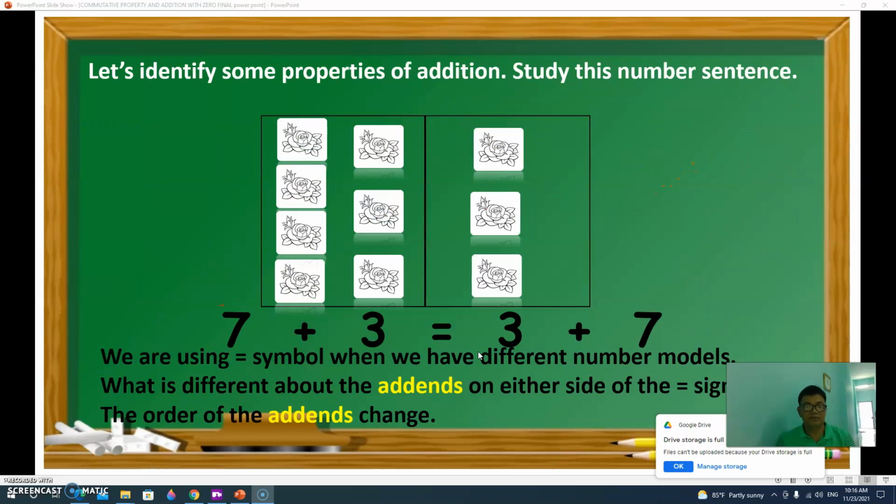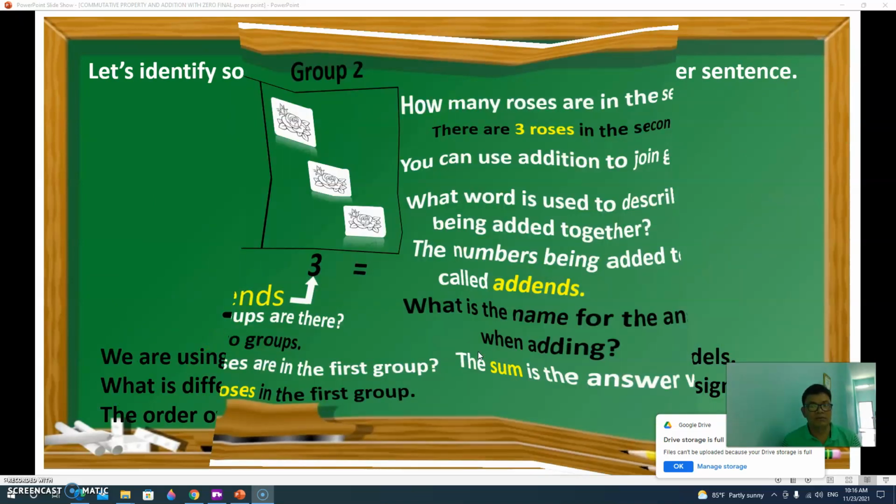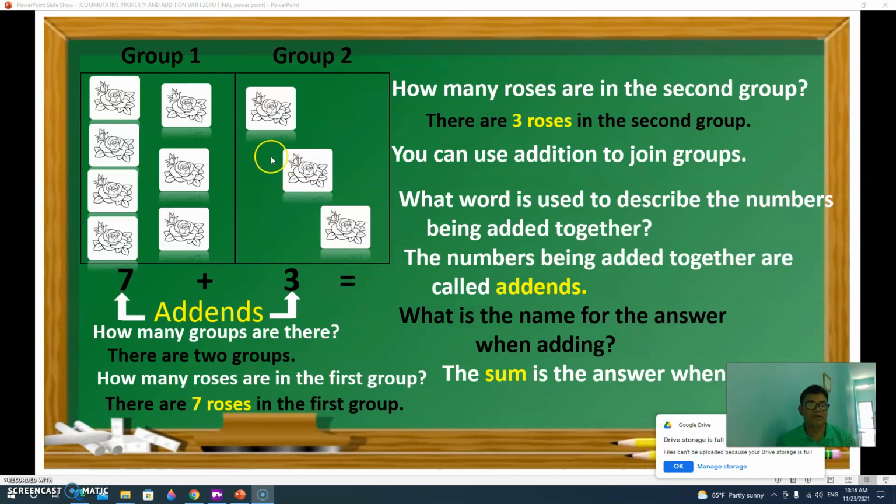Now we're going to proceed to our lesson. This is an example. Look at the picture. How many groups are there? 1, 2. For group 1, we have 7 roses, and for group 2, we have 3 roses. So there are 2 groups.